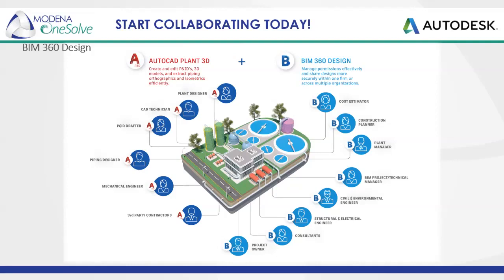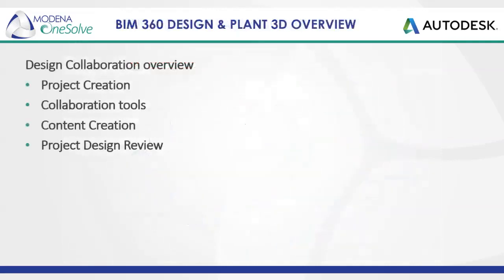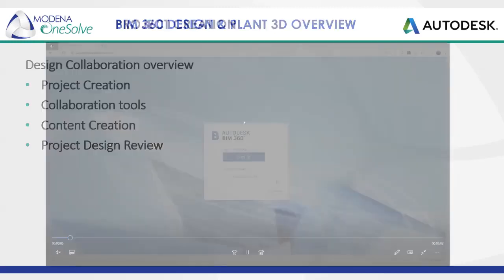Okay, so the next portion I'd like to go over quickly is going through the steps for setting up a Plant 3D project inside BIM360 and having a look at that design collaboration overview. And it really consists of a few steps in that workflow. We have the actual project creation. From there, we obviously move on to collaboration tools, which also consist of security and permissions. We have content creation, and then finishing off with the project design review. So I'm going to go into project creation first.